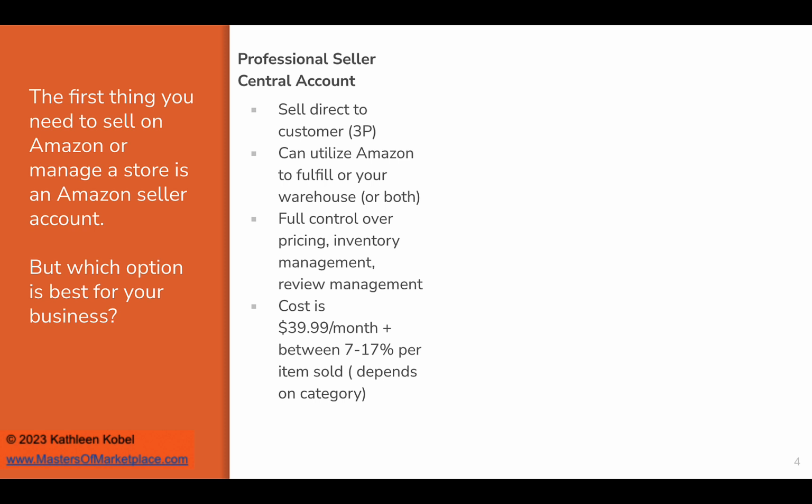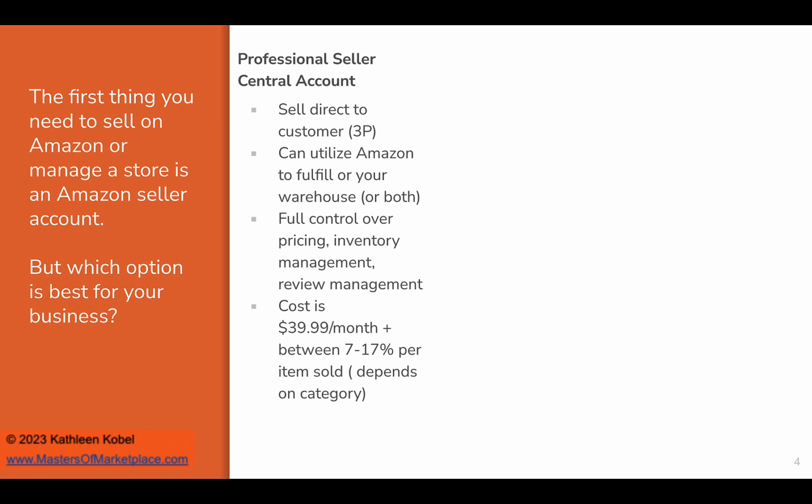And then the cost to you as a seller is $39.99 a month. So that's the cost that you have to pay Amazon every month in order to keep your seller account open, plus this 7 to 17% per item sold. And that depends on your category. So your biggest fees here with the professional seller account are going to be $40 a month, and then whatever percentage Amazon is going to take from each item that's sold.